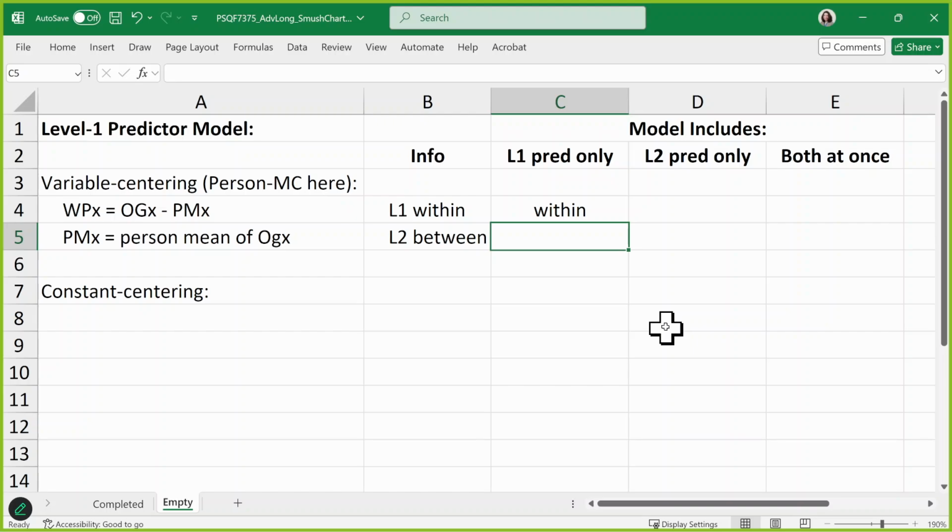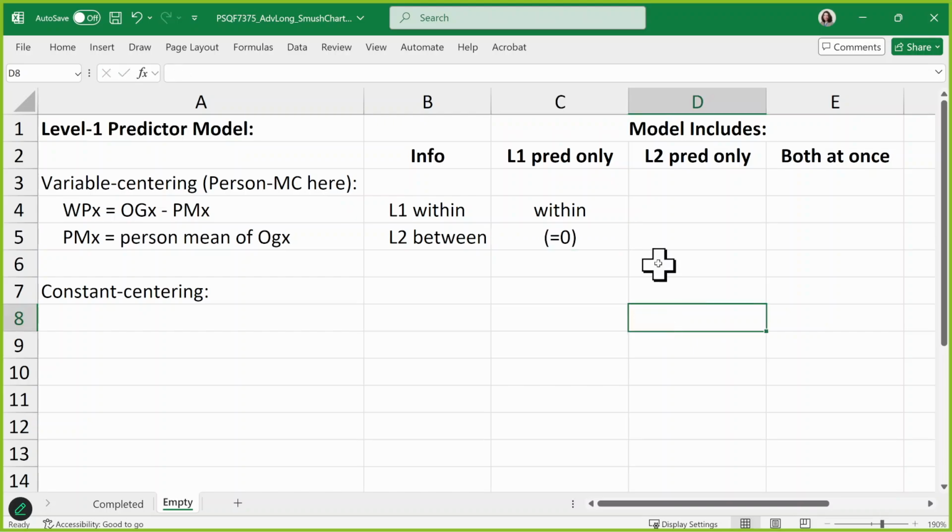And so at this point, if I leave out person mean X, what am I assuming about its effect in the model? What am I assuming its slope to be? Yeah, I like the finger questions. Okay. So far, so good. Now, if I decide to put in only the level 2 predictor, I leave out within person X.